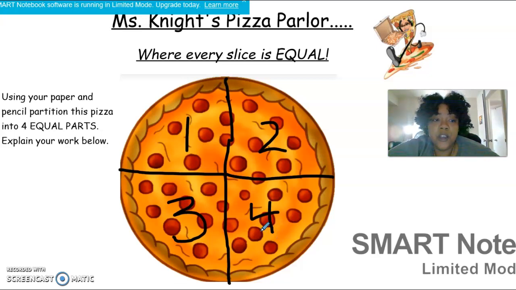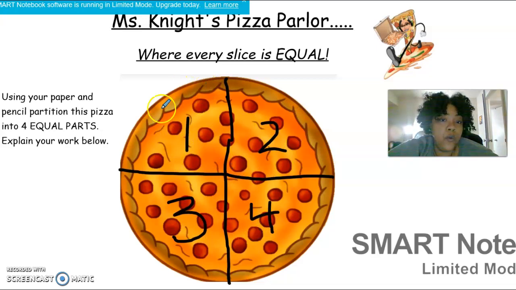Did you partition the pizza the same way as me? I hope so. So now you had to also explain your work below, and that is where you should write in complete sentences. So to explain what I did, I would say, I partitioned the pizza into 4 equal parts by drawing a line vertically down the middle of the pizza and then drawing a line horizontally across the middle of the pizza. And that gave me 4 equal parts. Period.